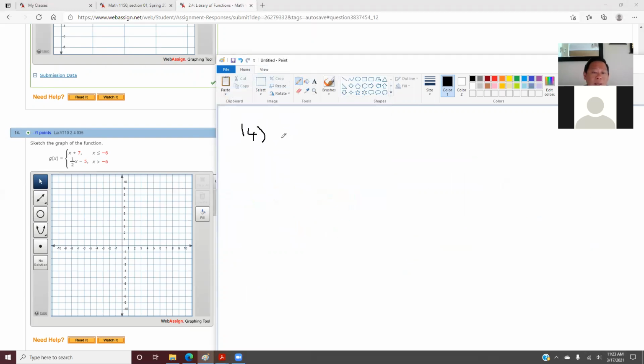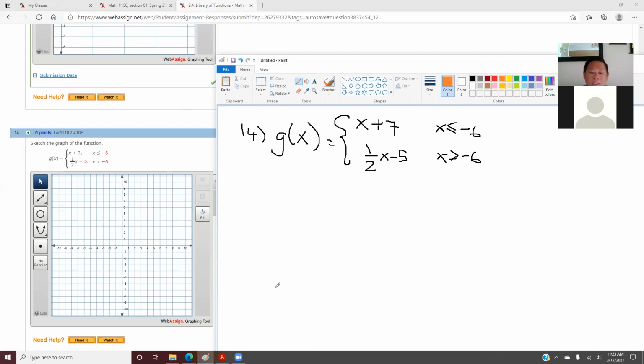So when you have a piecewise function, you have to draw two graphs. If you have two equations over here, you have to draw two graphs. The one at the end here with x is less than or equal to -6, that is your restriction of your domain. It means that that is where your graph ends or the graph starts. So I will show you what it looks like. First thing first, we're going to draw this x plus 7 first.